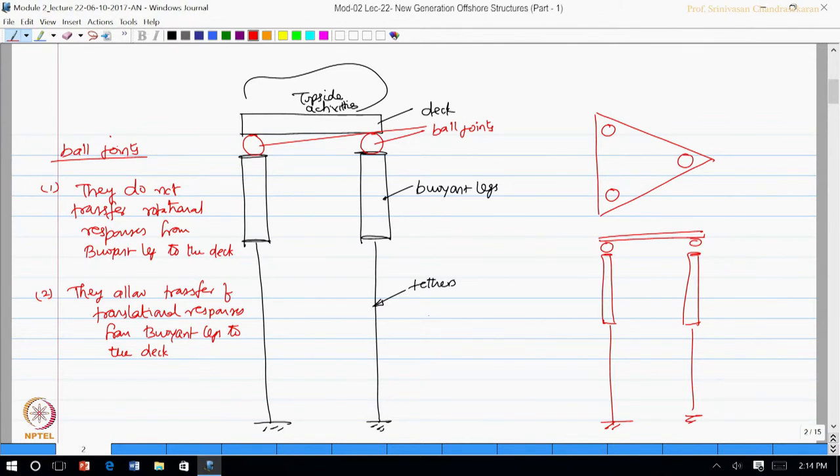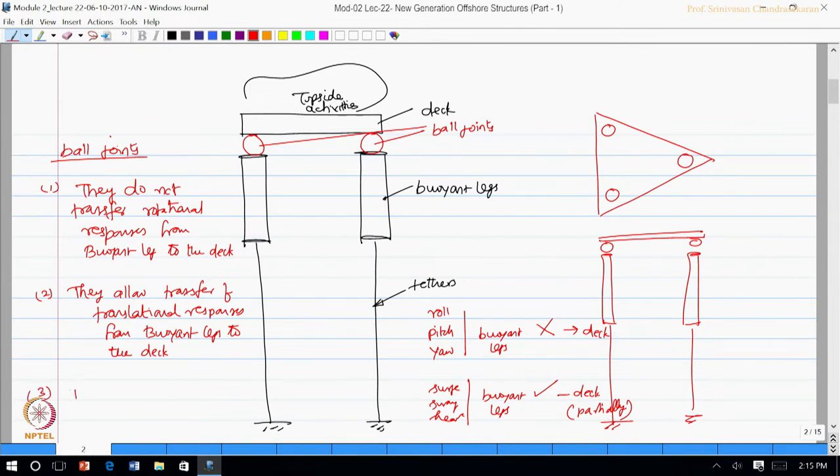On the other hand, roll, pitch and yaw of the buoyant leg will not be transferred to the deck. Surge, sway and heave of the buoyant leg will be transferred to the deck partially, I should say. So, ball joints essentially isolate the deck partially from the supports.